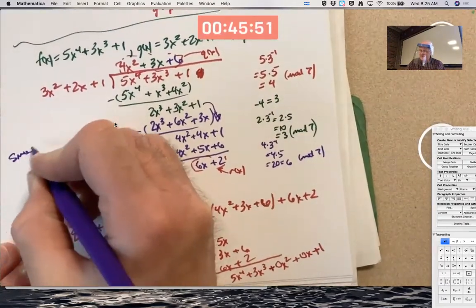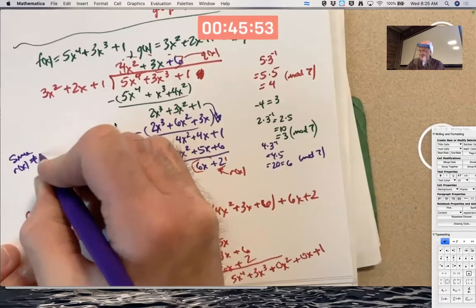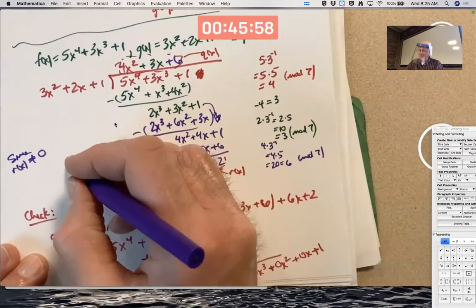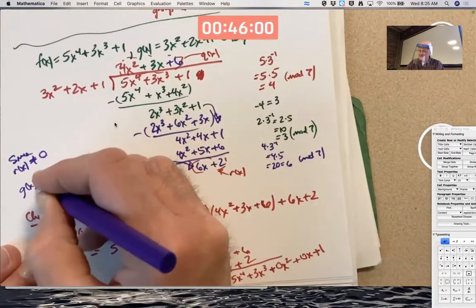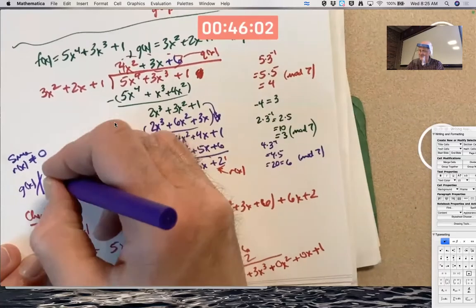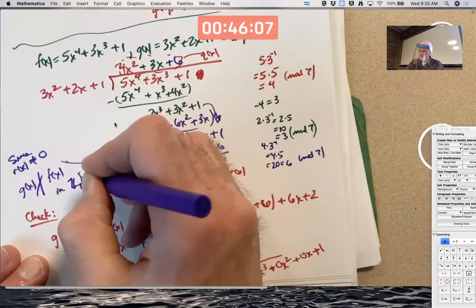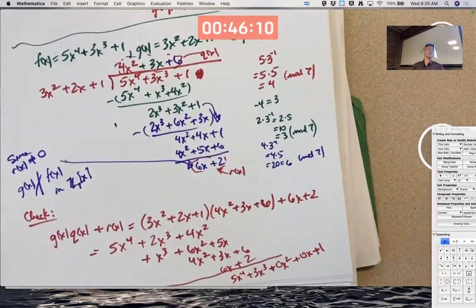Since r of x is non-zero, g of x does not divide f of x in Z7[x]. It might in some other polynomial ring. You always have to specify what the polynomial ring is that you're talking about. I mean, probably it won't if you picked one at random, but you can't rule it out. It's possible g of x could divide f of x in, say, Z11[x].